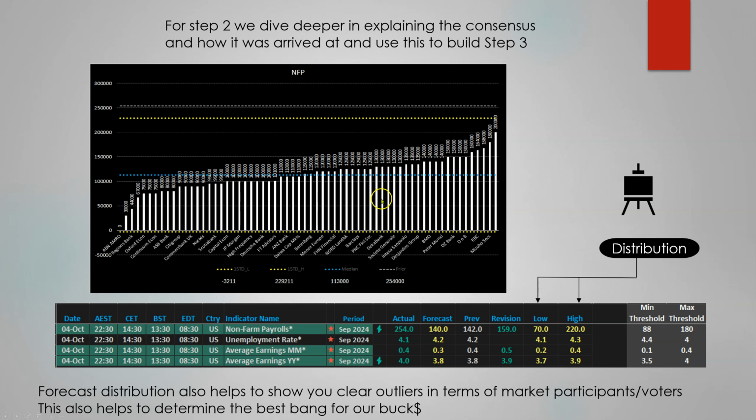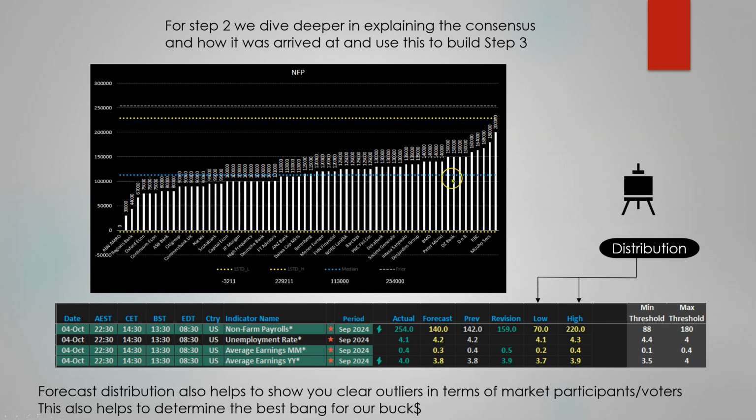So for NFP in this case, average here is 113, right? So if I want to trade this, I'll look at the forecast distribution. If we take a look at 130K here, we are seeing a lot of participants going for 130K. Same thing for 125K. And if I look at 150K, it's still the same thing. 160K and 164K as well. So I want to go for a clear outlier. So we are only seeing one bank here going for 180K.